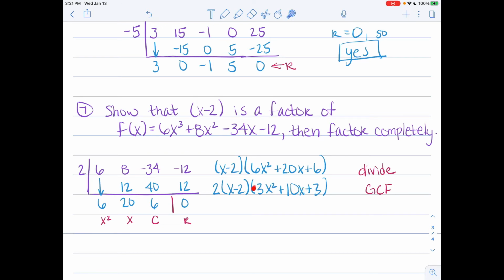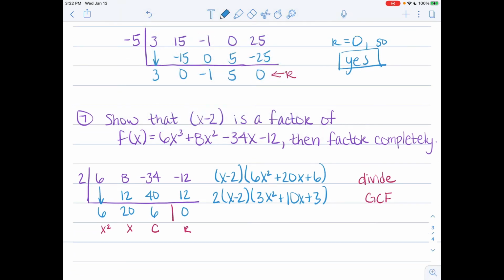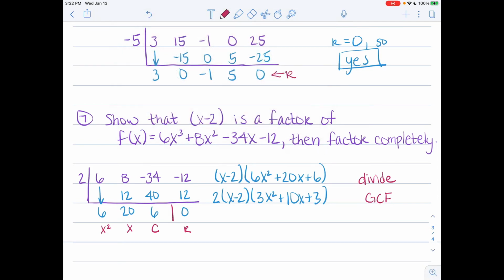Unfortunately, we don't have a 1 here, so that means we can't do the whole factors of 3 that add to 10. That doesn't work anymore because this 3 is messing things up. So we are going to be forced into guess and check. So we are in quadratic form, but we are going to have to use guess and check. So you can write quad form, guess and check.